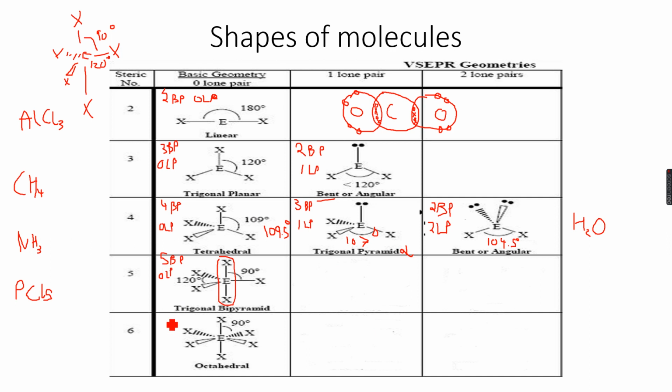Then we have 6 bond pairs and 0 lone pairs. This becomes even more interesting now. 6 bond pairs, 0 lone pairs.